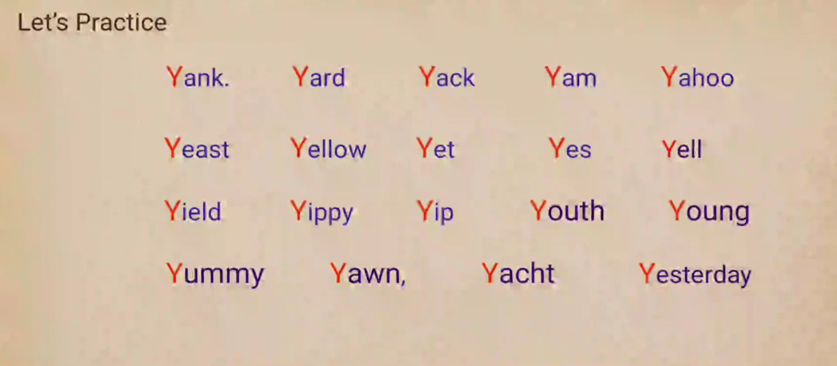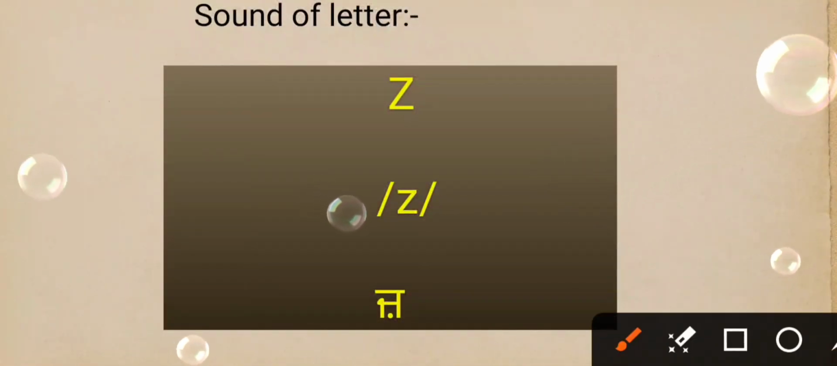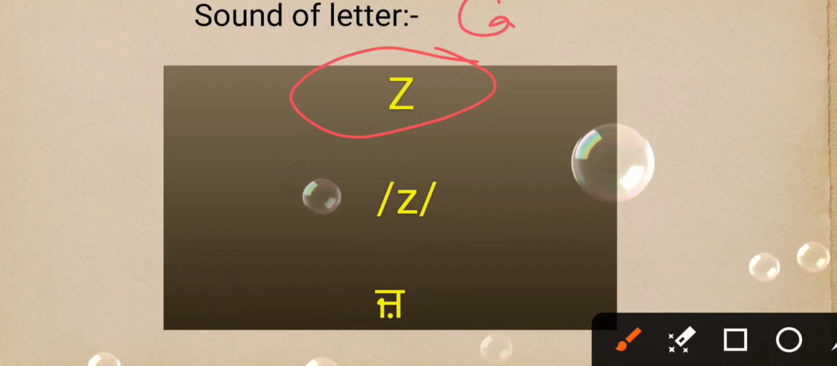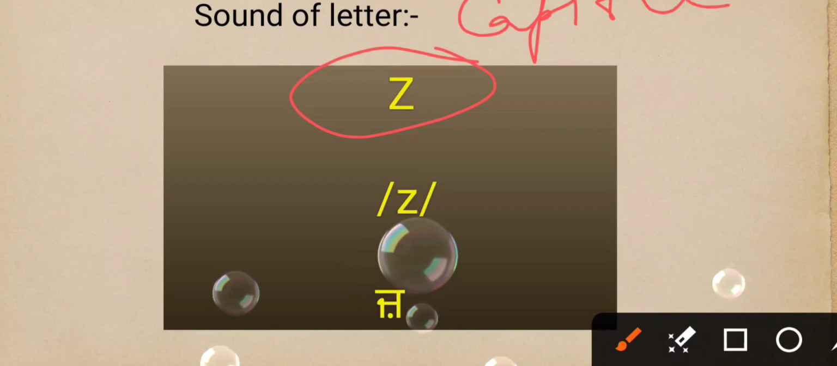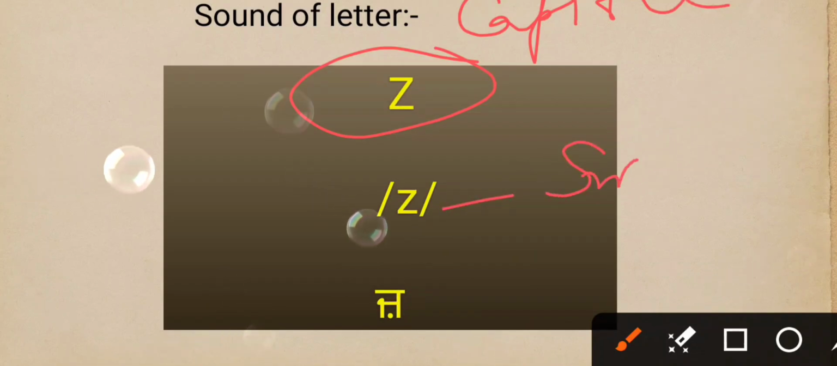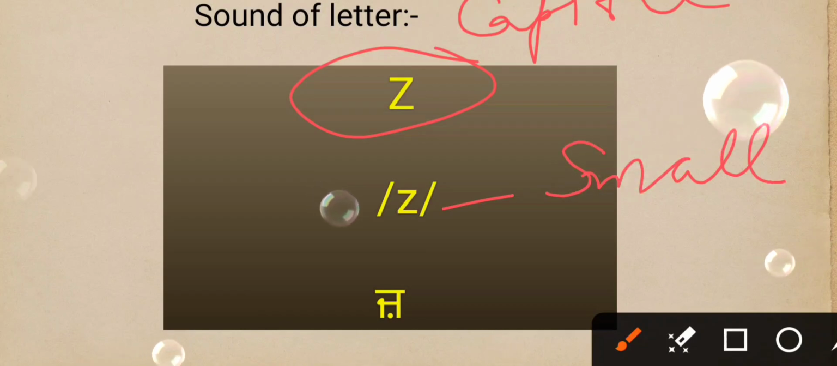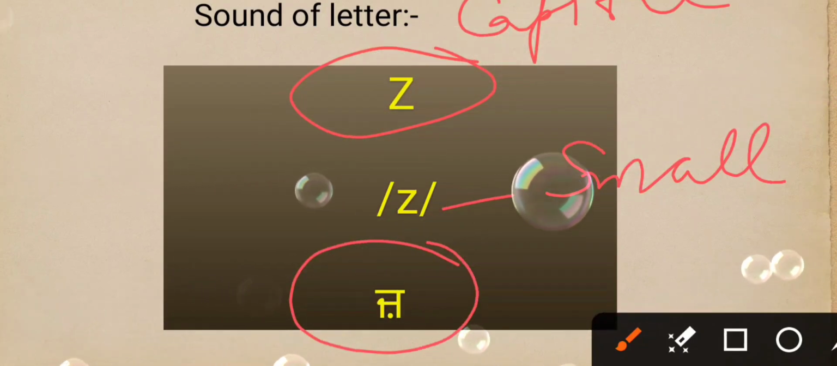Clear? So letter Y sounds as Y. Now move to our next. This letter we call Z. This is capital Z and this is small z. Okay? But the sound of this letter is Z.